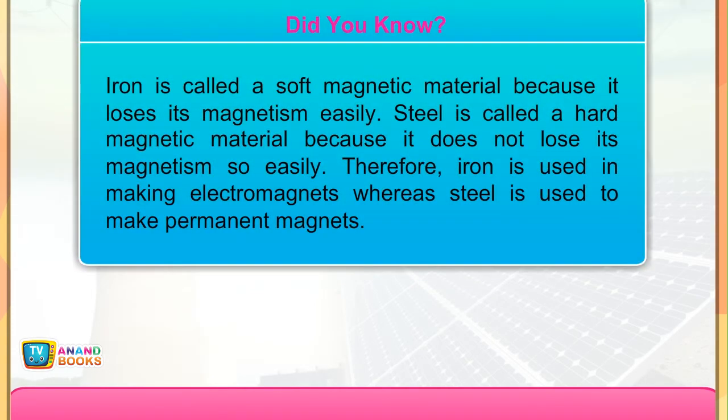Did you know? Iron is called a soft magnetic material because it loses its magnetism easily. Steel is called a hard magnetic material because it does not lose its magnetism so easily. Therefore, iron is used in making electromagnets, whereas steel is used to make permanent magnets.